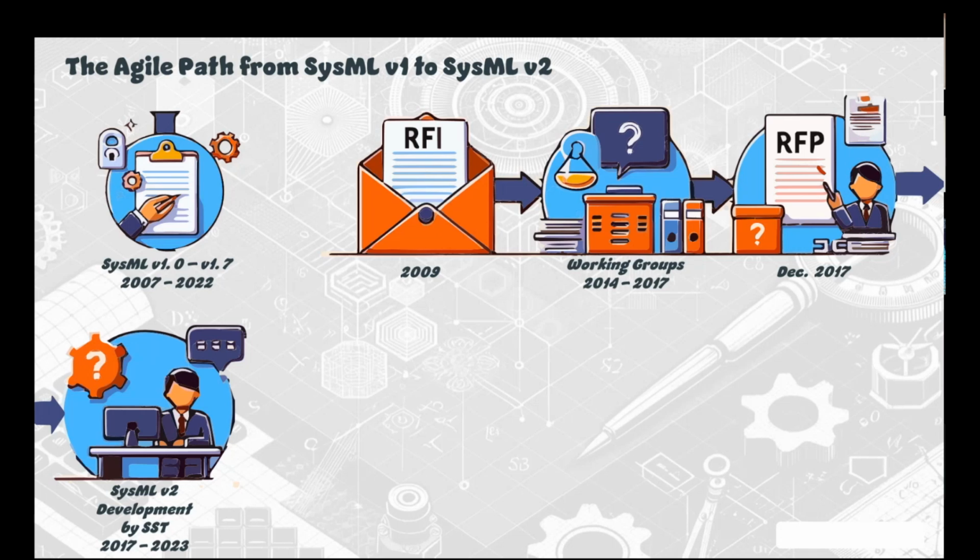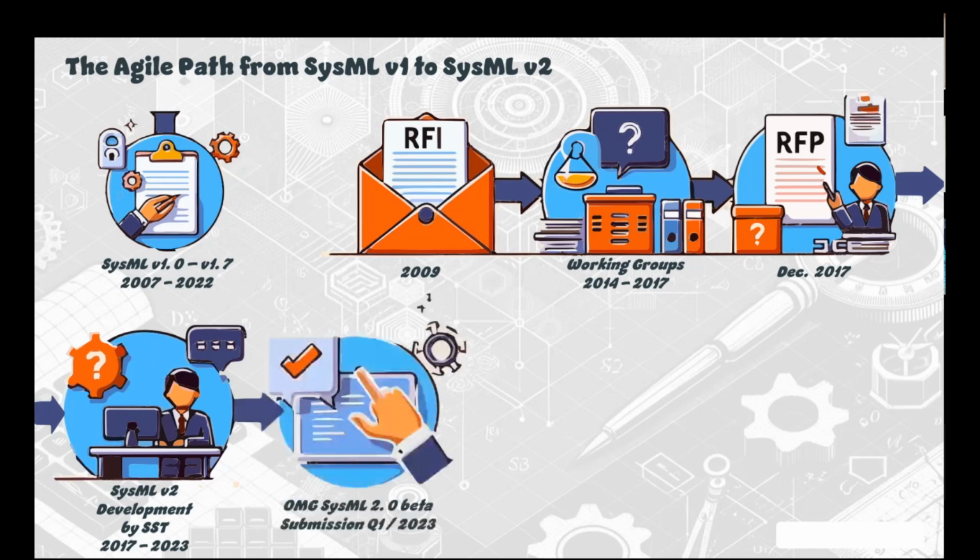And in 2017, the Object Management Group officially published a request for proposal, which means a catalog of requirements for the new language. And the SysML submission team, SST for short, worked on the submission in response to this RFP from 2017 to 2023. And in 2023, the OMG adopted this submission from this team.